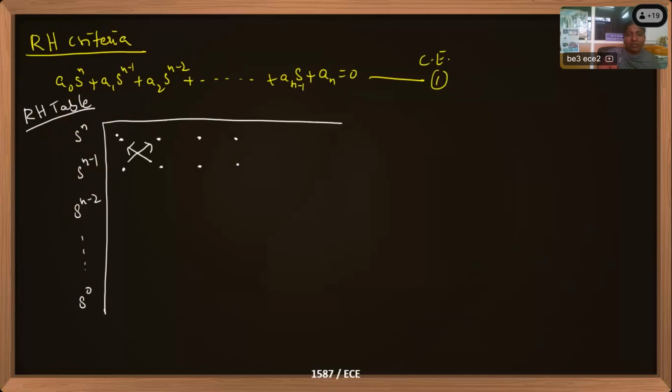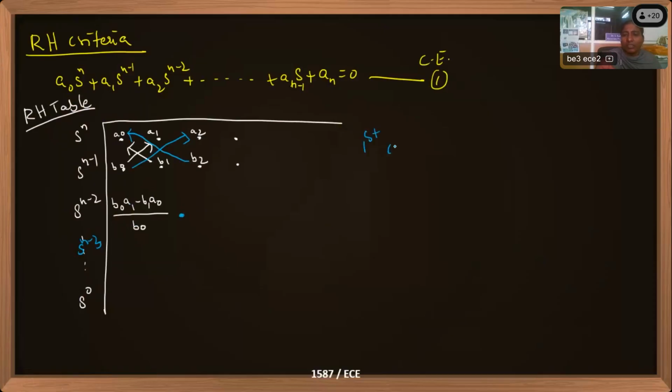First row we will take as a0, a1, a2, like that. Second row we will take b0, b1, b2, like that. In the next row the calculation is b0 a1 minus b1 a0 divided by b0. This is the first element calculation. For the next element, b0 a2 minus b2 a0 divided by b0 will come here. Like that we alternately calculate. Then for the s power n minus 3 row, we use the previous two rows in the calculation. Like this we have to complete the RH table.